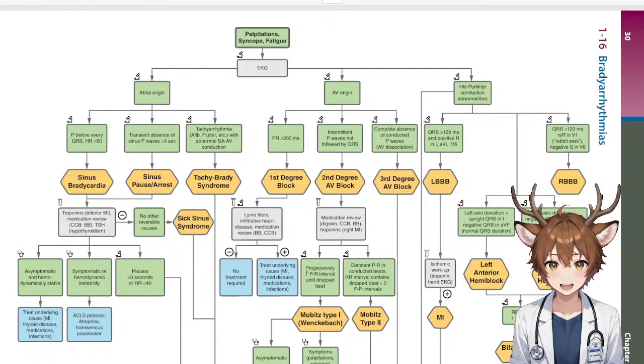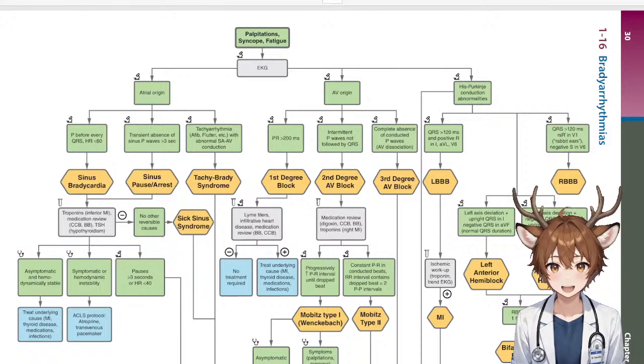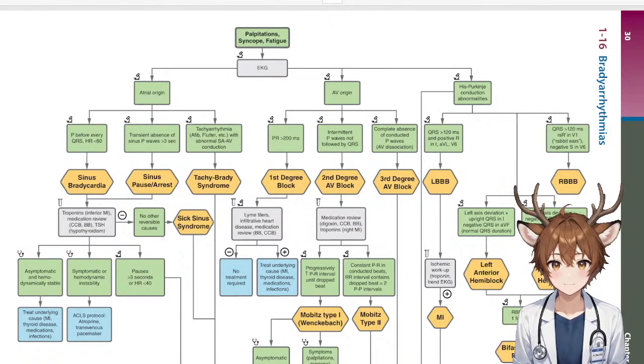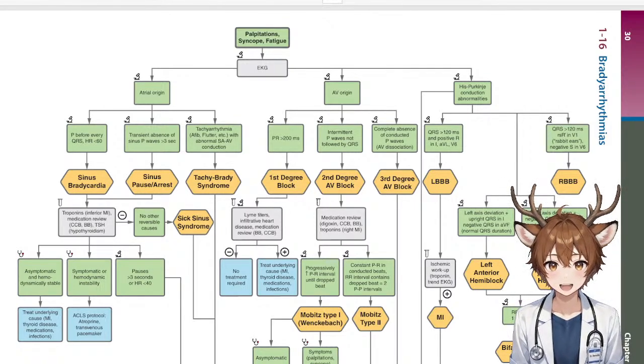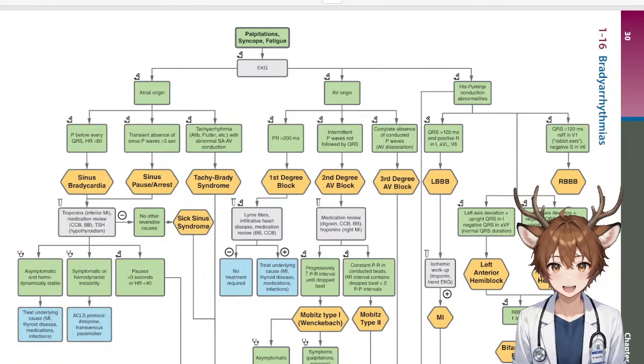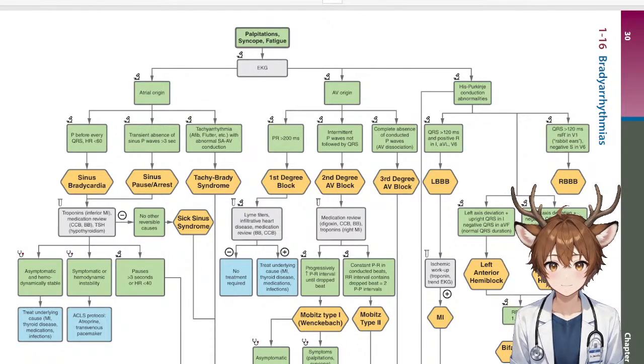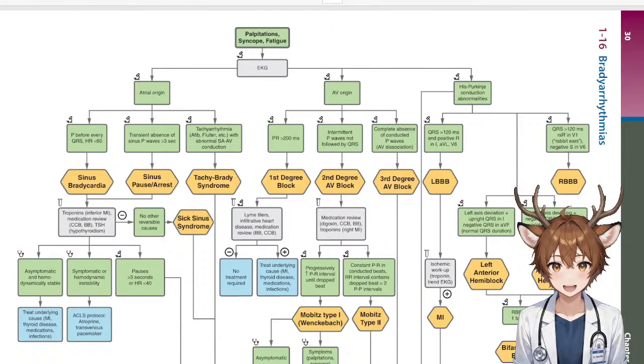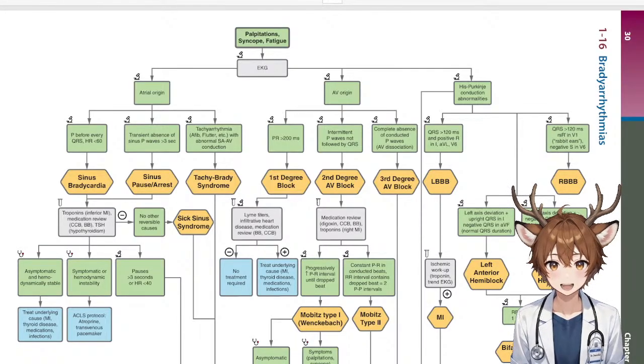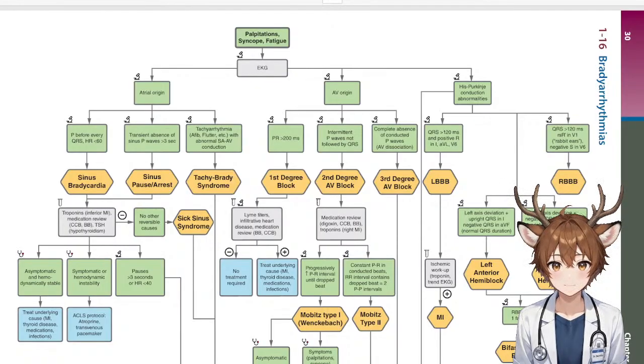So let's talk about sinus bradycardia or sinus pause/arrest as we were talking about before. In both cases, we're thinking troponins, inferior MI, medication review, calcium channel blocker, beta blocker, TSH, hypothyroidism, in which case asymptomatic and hemodynamically stable, in which case you do treat the underlying cause, MI, thyroid disease, infections.